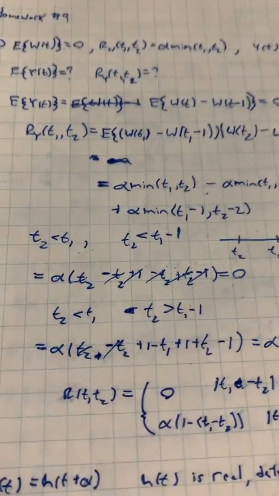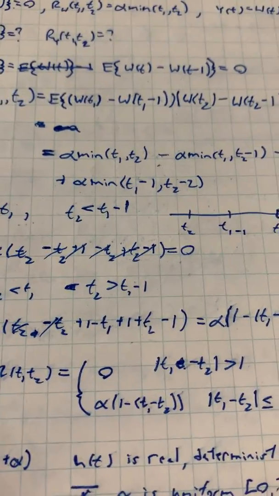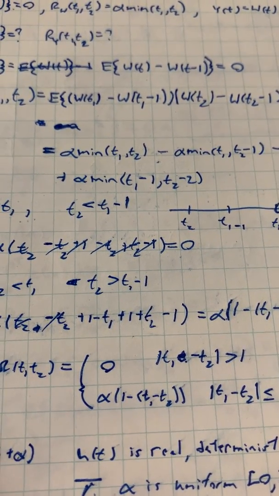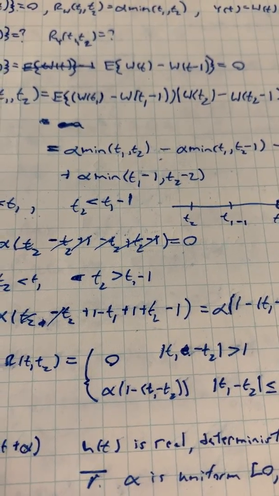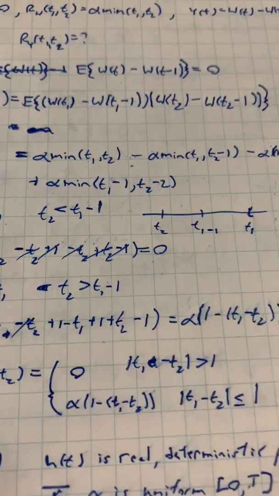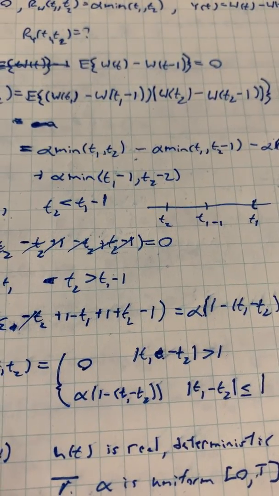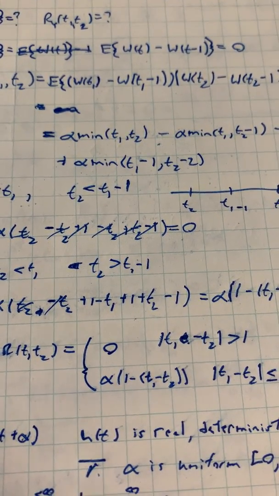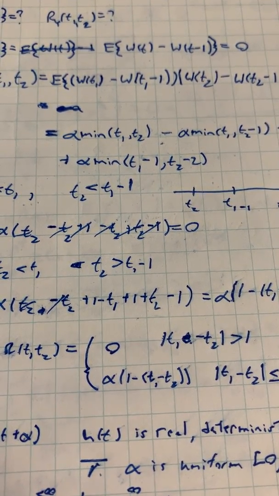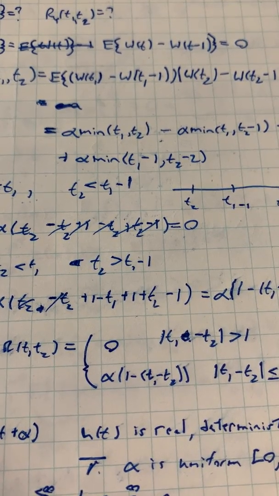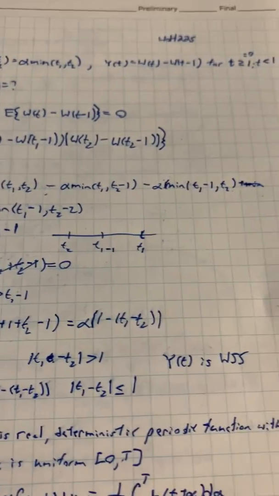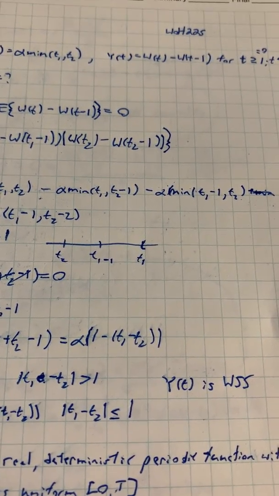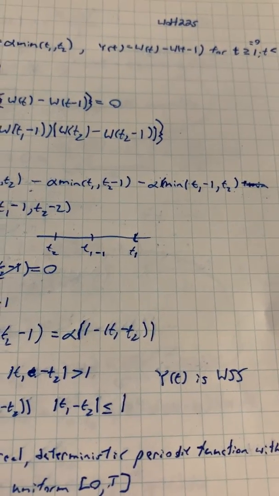And that's it. So basically, the autocorrelation for the absolute value of t1 minus t2 greater than 1 is equal to 0. And for the absolute value of t1 minus t2 less than or equal to 1, it's equal to alpha times the quantity of 1 minus the quantity of t1 minus t2. From this, we see that Y(t) is wide-sense stationary.